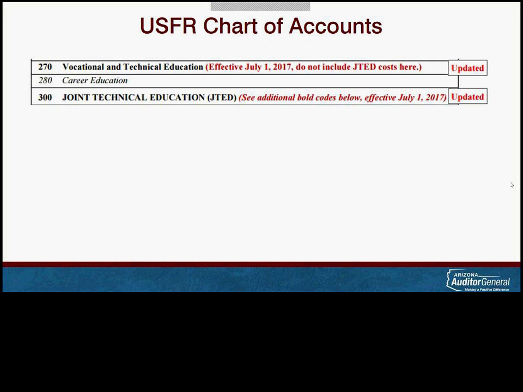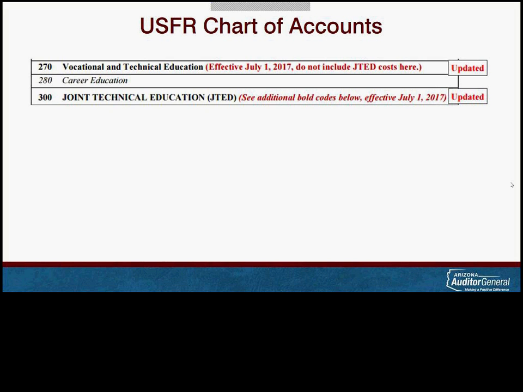So before this change in program codes, all JTED and non-JTED expenditures for programs that statute refers to as vocational education programs, often referred to as career and technical education programs, were coded to Program 270. But after July 1, 2017, the only costs that should be recorded in Program 270 are non-JTED costs. Those might be costs for vocational classes that are not JTED-eligible programs, classes at non-member districts, or classes at any district that serve students below 9th grade.